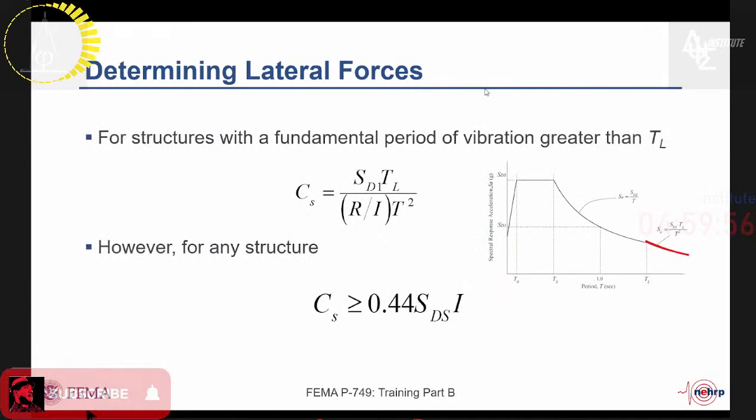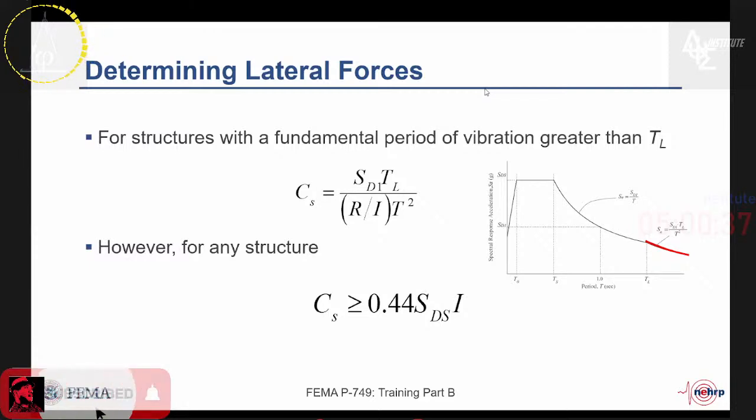And for very long period structures, where we're in the constant displacement domain of the response spectrum, it's determined by a parabolic formula. For any structure, the C sub S value cannot be less than 0.044 times S sub DS times I. And this is a historic requirement that actually goes back to the 1933 Uniform Building Code, which stated that no structure could be designed for less than 3% of its weight as a lateral force. That 3% has expressed itself now as the somewhat more complex formula, 0.044 S sub DS I.